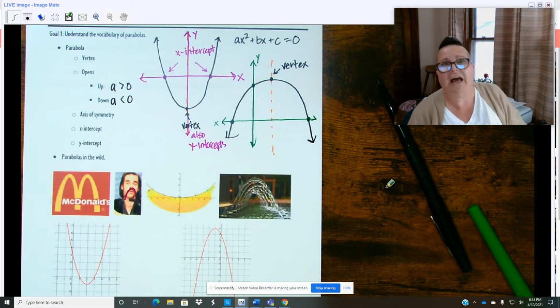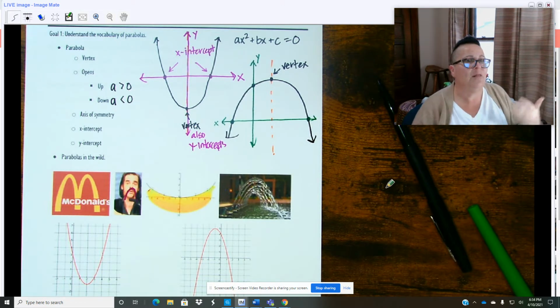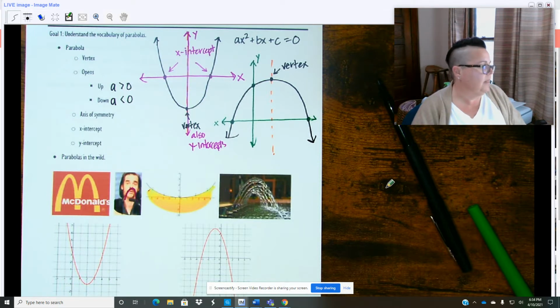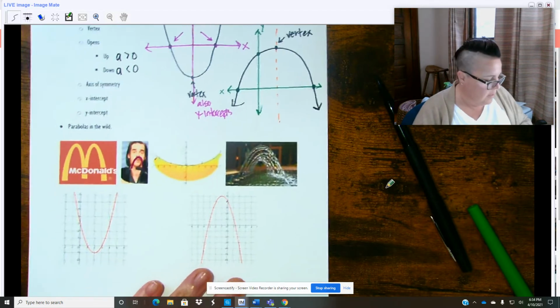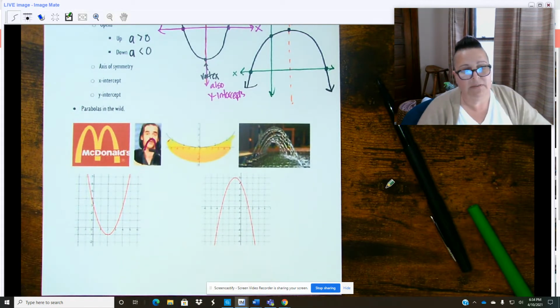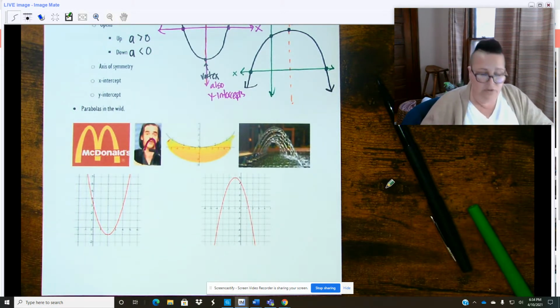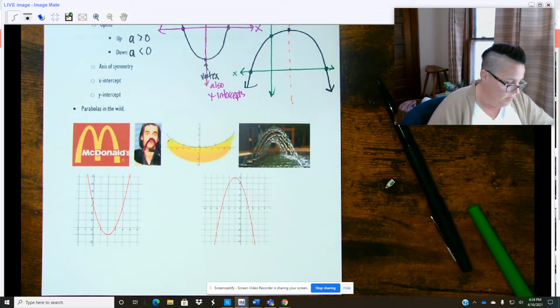There are all different kinds, and if you look around, they're used all over the place in architecture, bridges, even in just common nature. They have a pleasing look to them, that curvature. Here we have two examples of parabolas on actual graphs so that we can tell what they are.